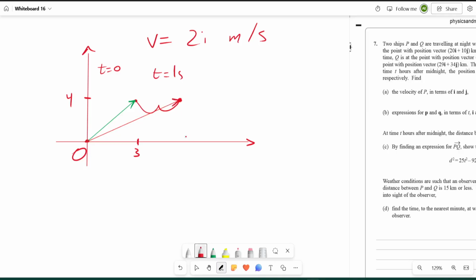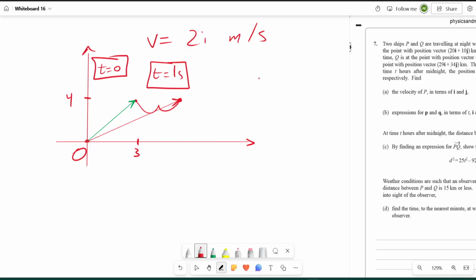Position vector meaning the position of the particle relative to O. So in other words, the position vector of the particle keeps on changing. It depends on which second we are looking at. So how do I get a formula to tell me where the position of the particle is going to be at this time?